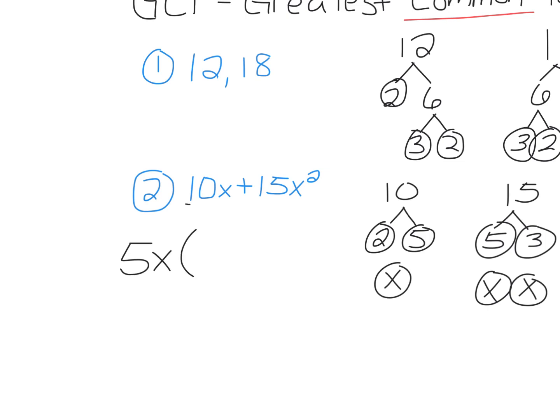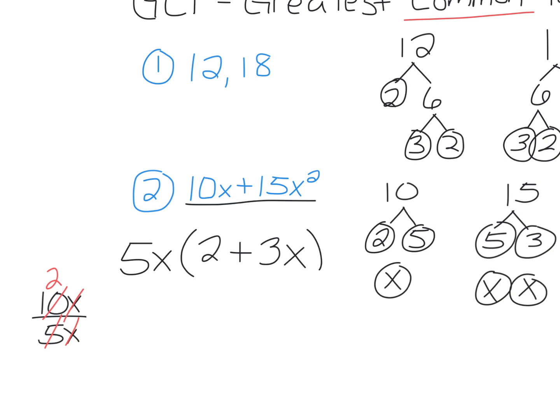Because we started with this, I'm going to factor. Our greatest common factor was 5x. Now I'm going to divide both of those terms by 5x. So what's 10x divided by 5x? Just 2, right? If I write this on the outside, I have 10x divided by 5x. Those x's cancel out, and then 5 goes into 10 2 times. Okay? And then plus, what do I get when I divide 15 and 5? 3, and then x squared divided by x.